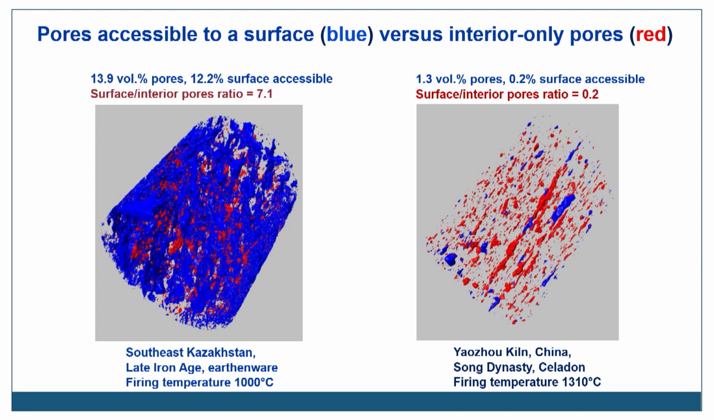A low volume percentage of pores coupled with a low surface to interior pore ratio that we see on the right is characteristic of higher fired, finer grained ceramic materials. The lower fired coarse grained ones, as on the left, tend to have greater overall porosity, and many of those pores will reach the surface.